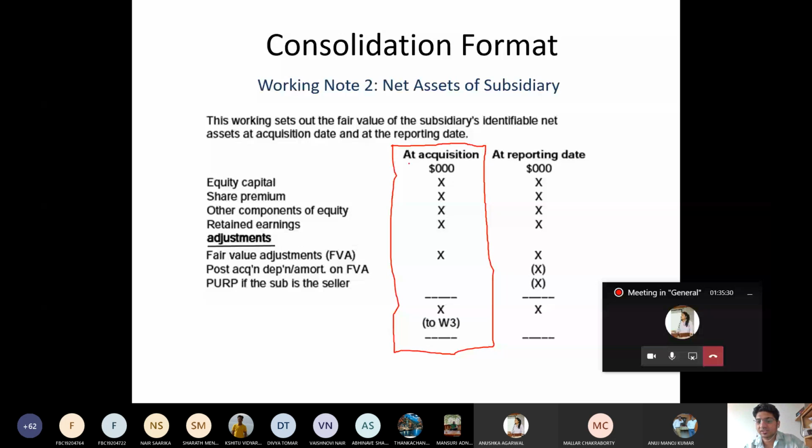So is this clear? Yes, sir. Okay. So that's what I have written. Difference between both the columns is the value addition after acquisition, which will be split between holding company and NCI and adjusted in their respective profits.